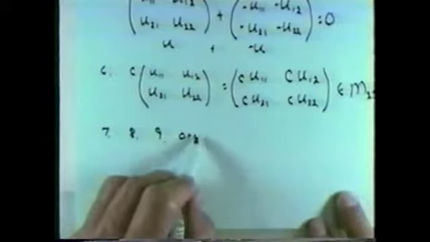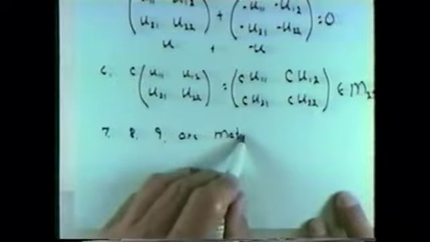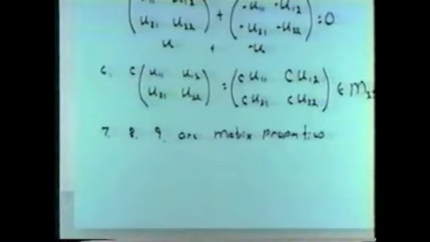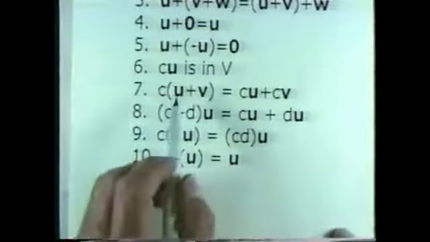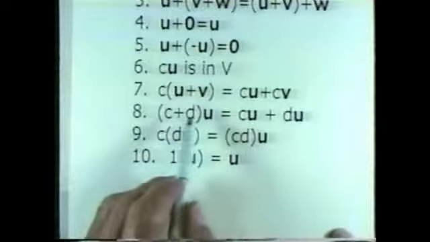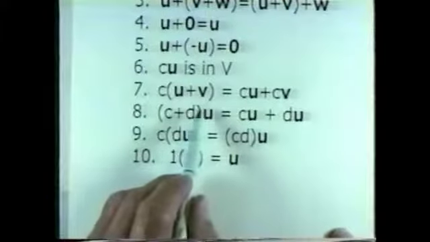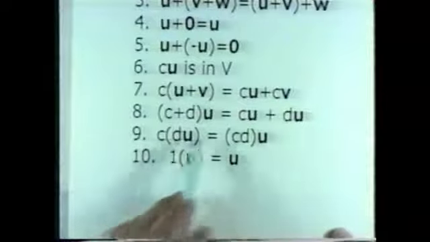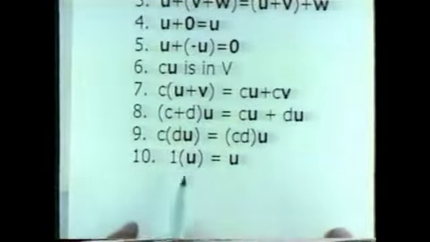All 7, 8, and 9 are matrix properties, and they've already been proven. So we've already proved previously that scalar multiplication is distributive over vector addition, and that we have the distributive property over scalar addition and the associative property with scalar multiplication. Those have already been proved.